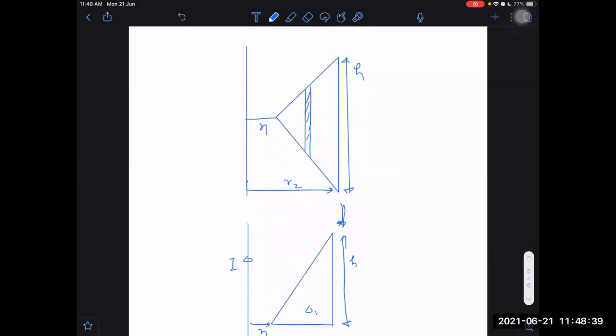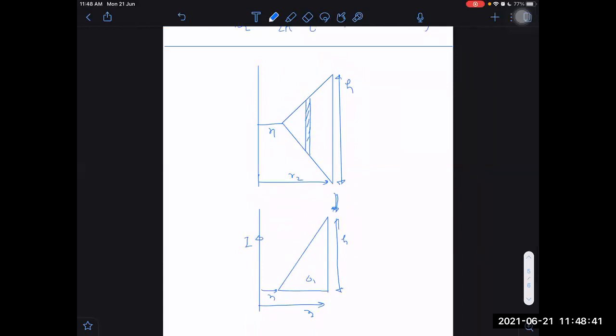Why? Because you observe, take one rectangular strip above, and take a rectangular strip below. Whatever this rectangular strip is, let us say it has length y, and it is at a distance r. I can say y upon (r minus r1) is equal to h upon (r2 minus r1) for both cases.